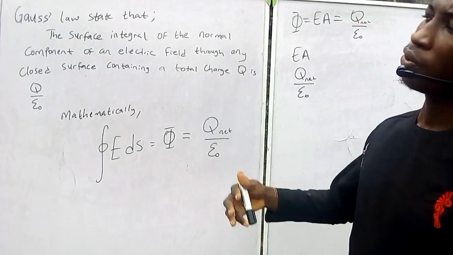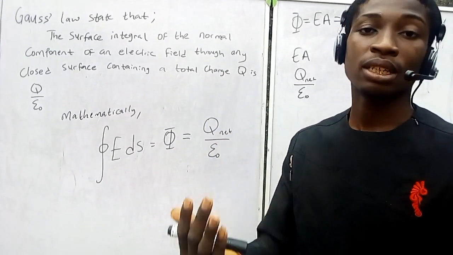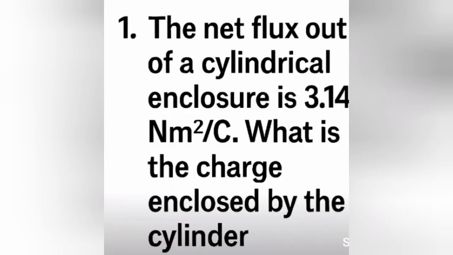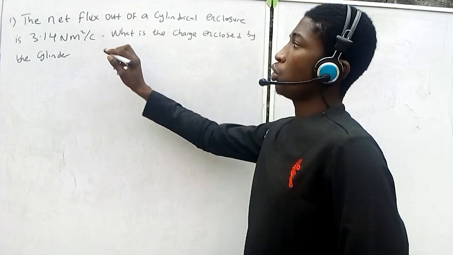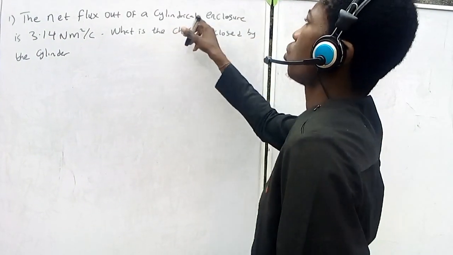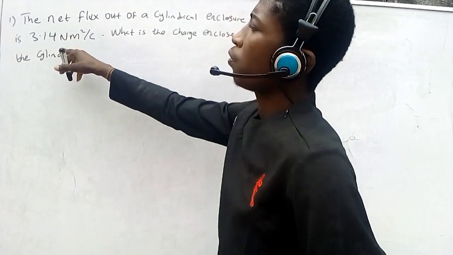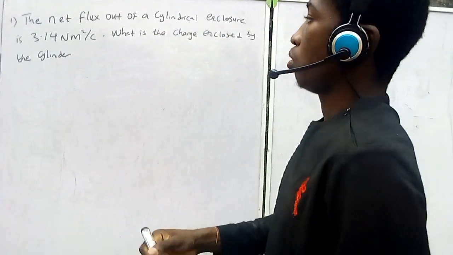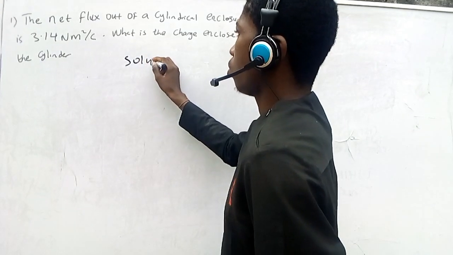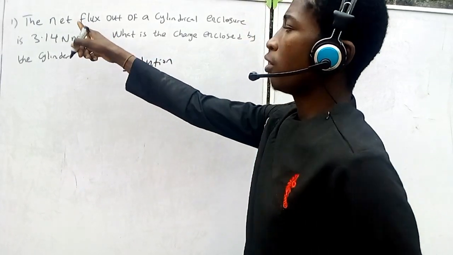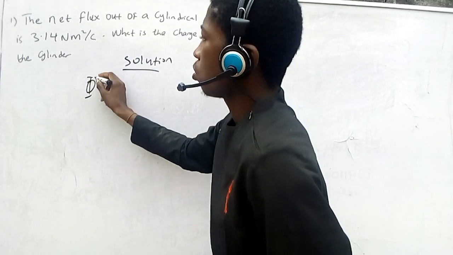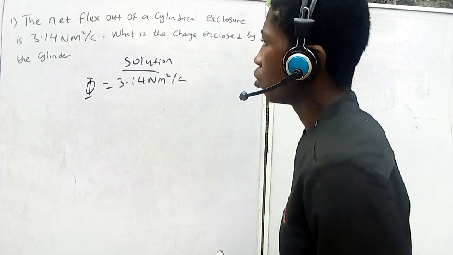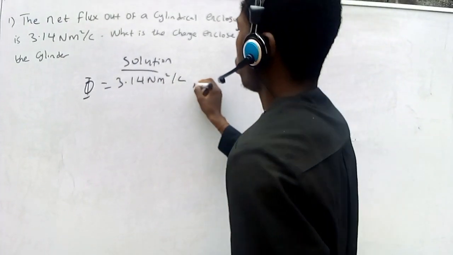So let's go into solving a few questions on Gauss law so we can understand it better. Let's go into the first question. It says the net flux out of a cylindrical enclosure is 3.14 newton meter squared per coulomb. What is the charge enclosed by the cylinder? So write a solution. You've got the flux, right? The flux is 3.14 newton meter squared per coulomb.